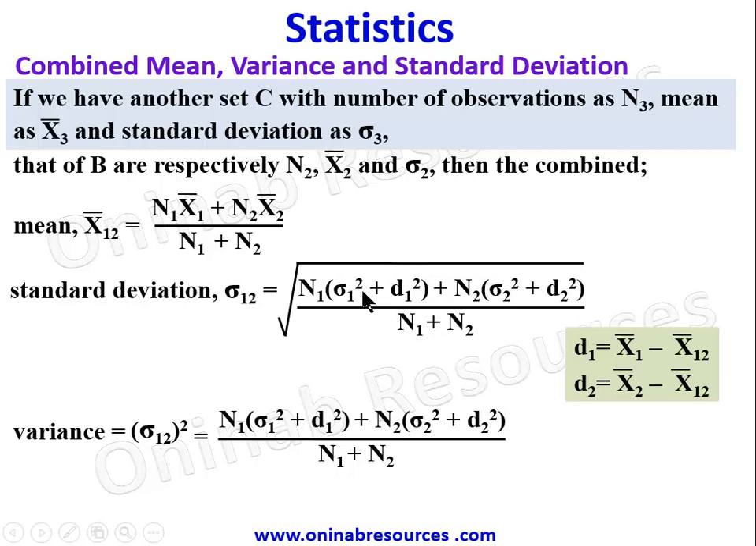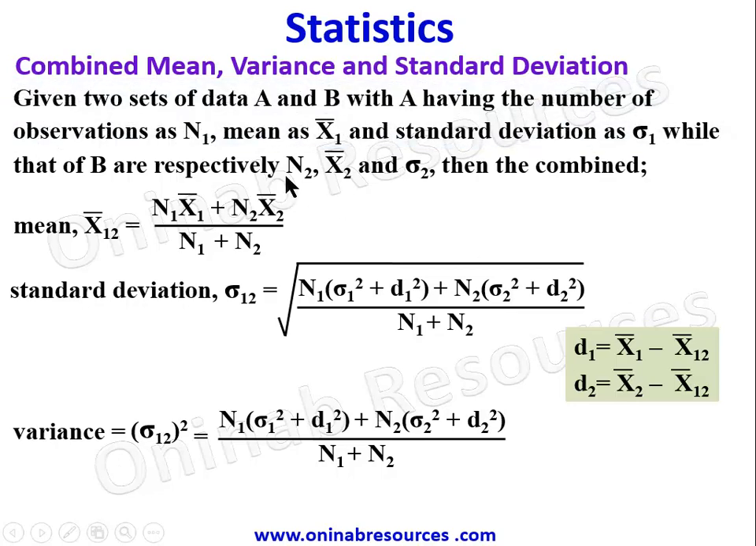For standard deviation, we will now have it as plus N3 into sigma 3 squared plus D3 squared, where our D3 will still be X3 bar minus X123 bar. That is the combined mean of the three sets of data, and the same thing will be applicable to the variance. So that is that for the explanation of combined mean, variance, and standard deviation.